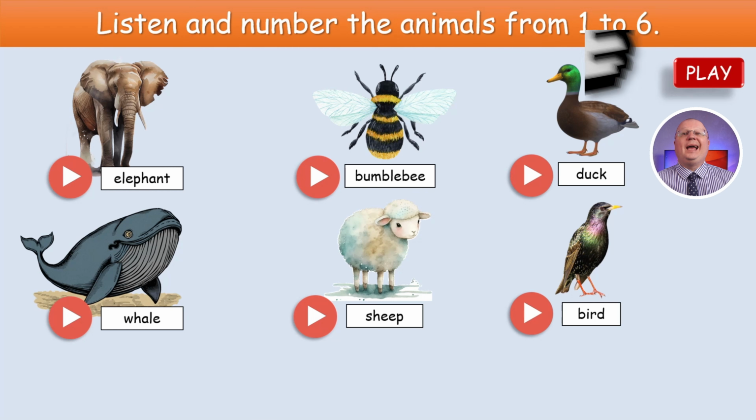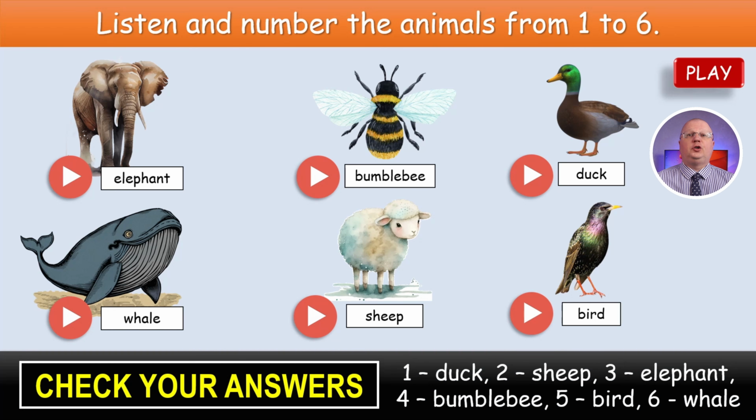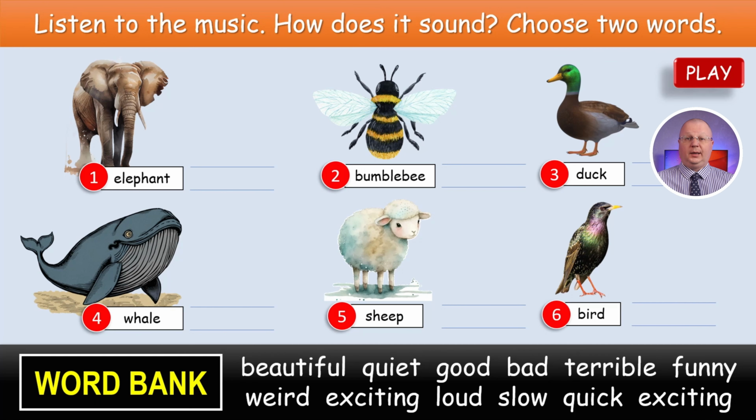Here's an example. Listen to the music and number the animals from 1 to 6. I sometimes use classical music, but you can use any style you like. After listening, students check their answers. Then play the music again. Ask, how does it sound?